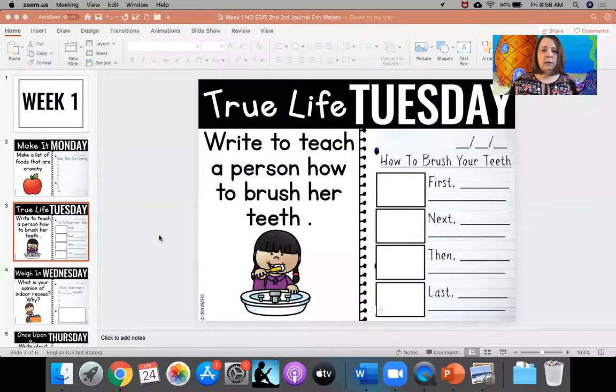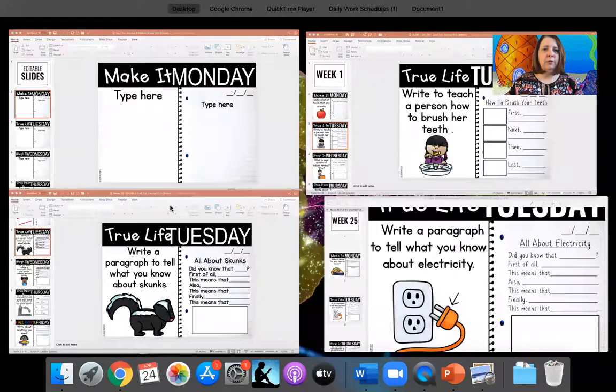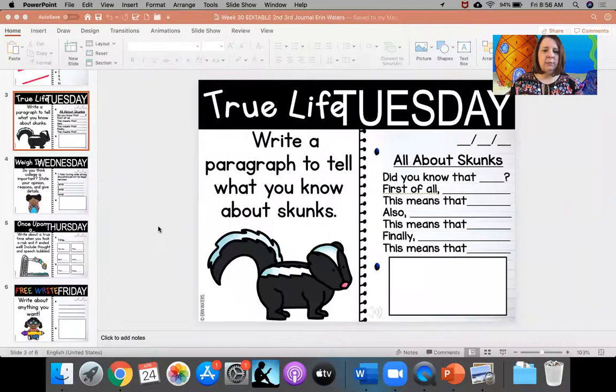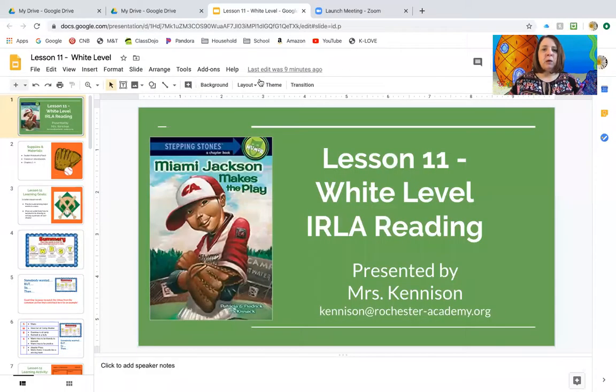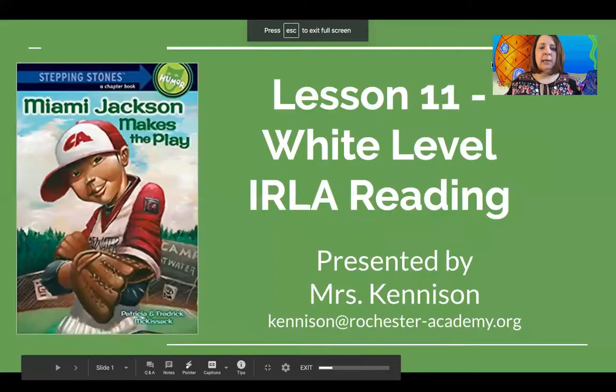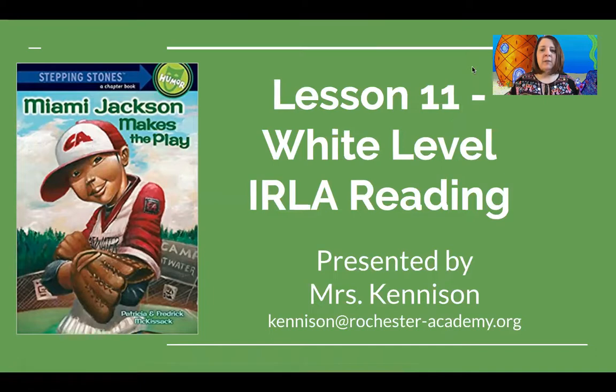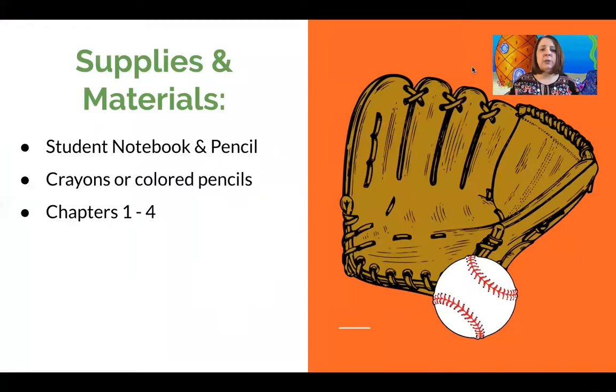All right, so I have a chapter 1 through 4 presentation. Let me find it. Why can I not find it? There it is. Okay, so Miami Jackson has been at Camp Atwater and he's made some friends. He's made a friend with a boy named Kenneth. So we have a lot to summarize. So here are your materials and supplies.